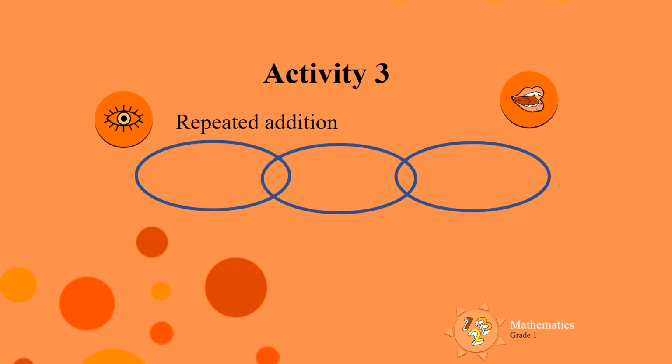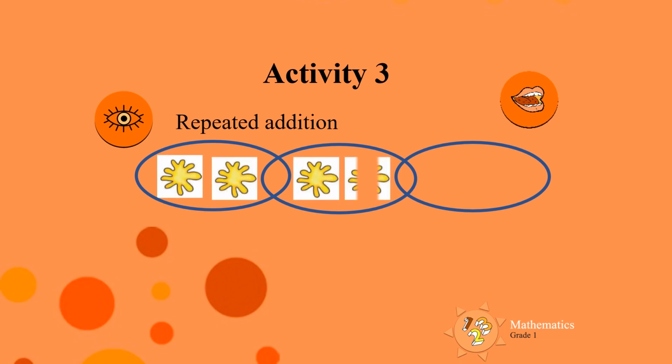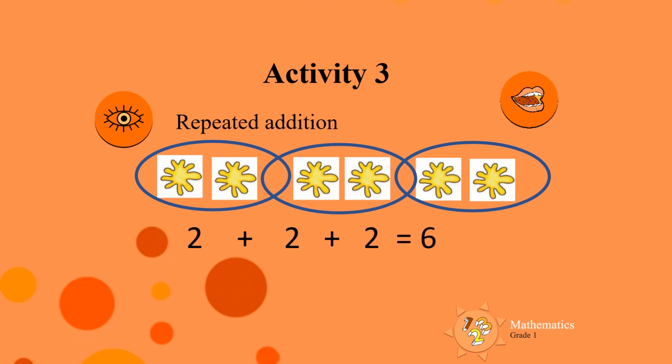Now I have 3 little circles. And inside the circles, I am putting all those little things in. So now can you tell me what's the sum? What is the sum, boys and girls? Yes, it's 2 plus 2 plus 2. And there we go. 2 plus 2 plus 2 is equal to 6.